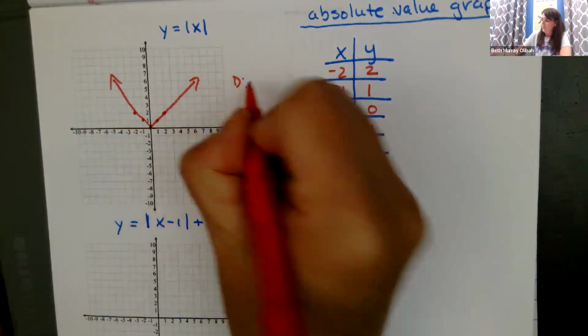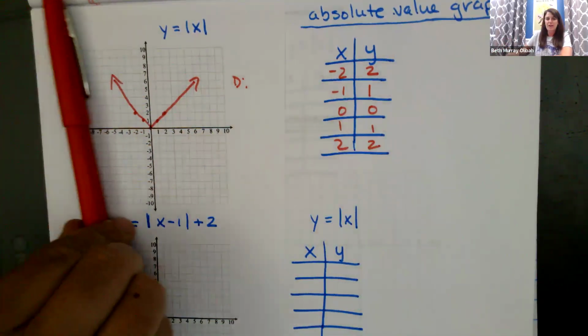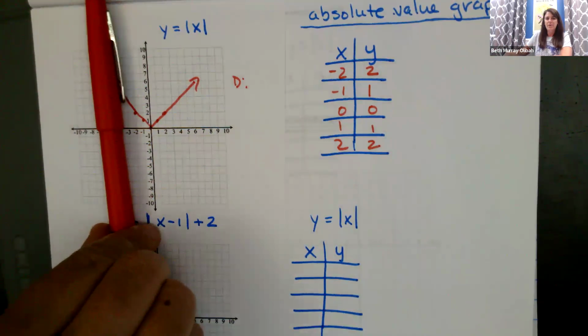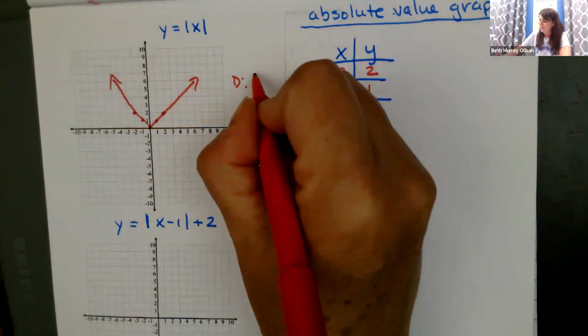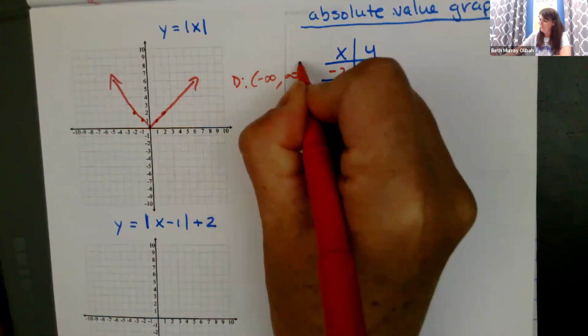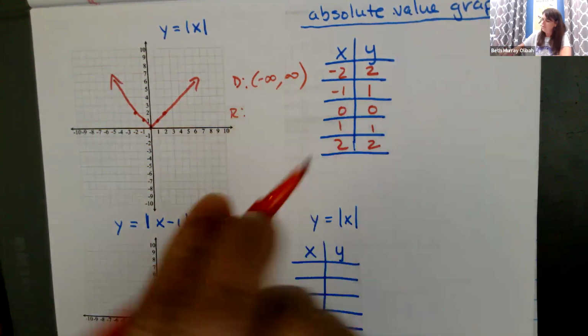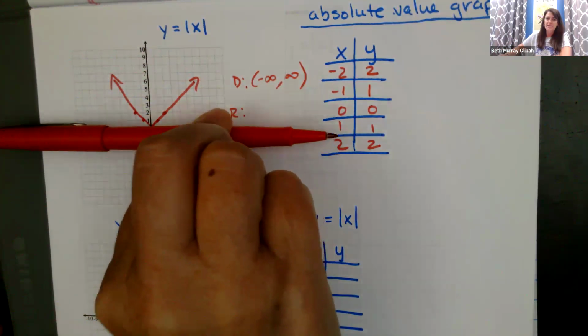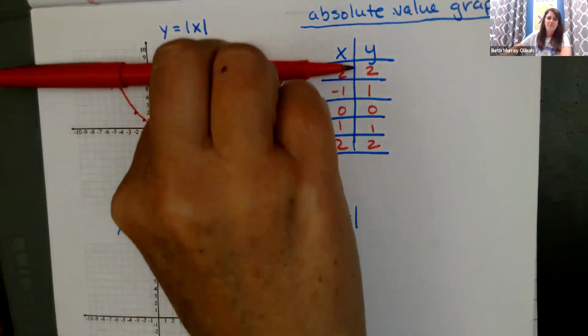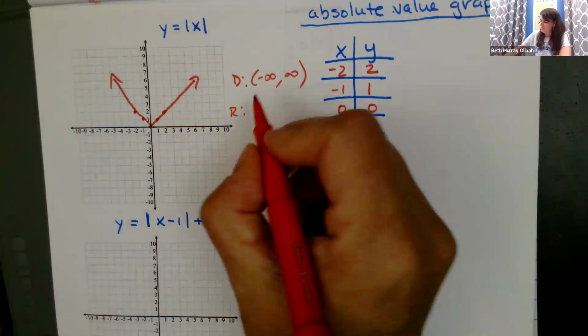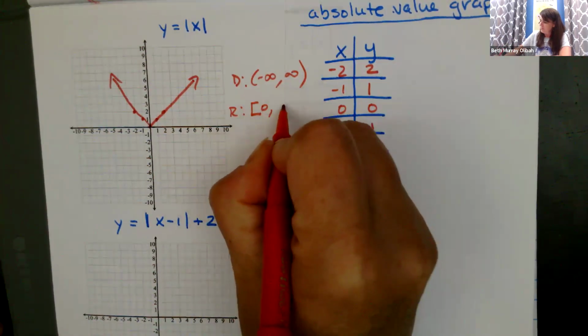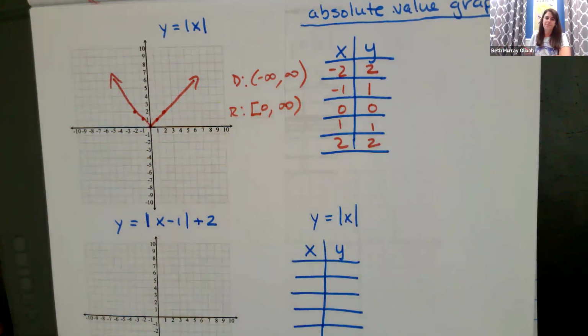If you needed to know the domain, remember you go from left to right. So since we hit an arrow on the left and an arrow on the right, it means all of the numbers are being used. So that's how you write that. And for the range, you start at 0, and then every number on top of 0 is used. So the range is from 0 to infinity.